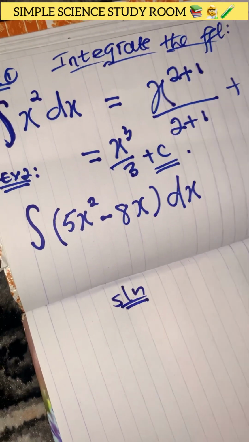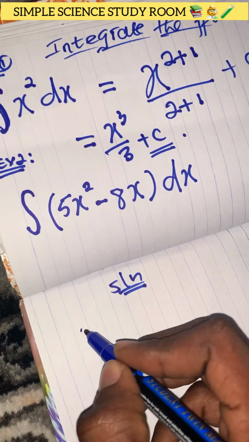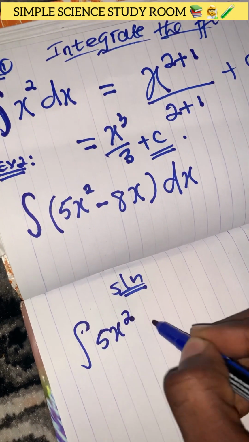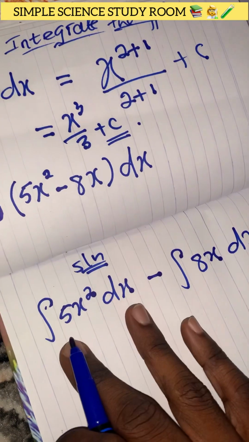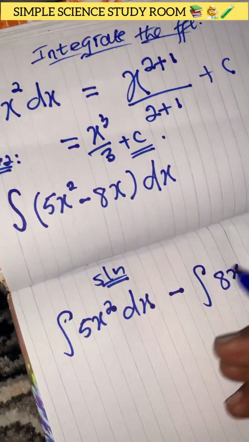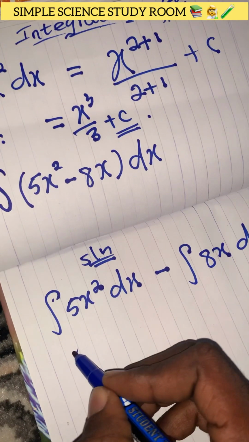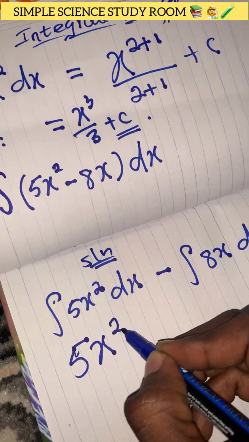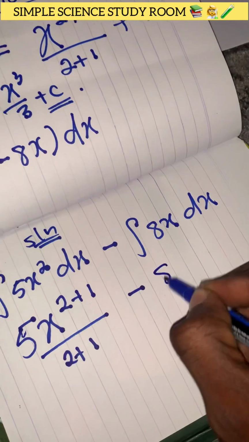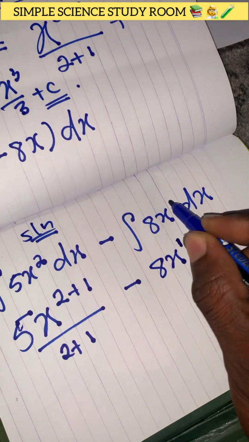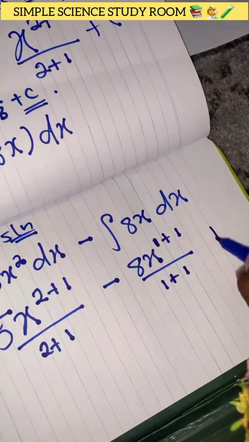Then number 2 says integral of 5x squared minus 8x dx. Let's see the solution. We can split these two terms with the integral, just like this. Integral of 5x squared dx, then minus integral of 8x dx. Then this would be 5x power 2 plus 1 divided by the same power, 2 plus 1, minus 8x power 1. We know there is a power of 1 here. Then we add 1 divided by the same power, 1 plus 1, then plus some constant c.